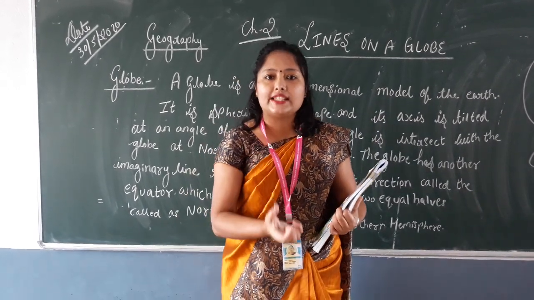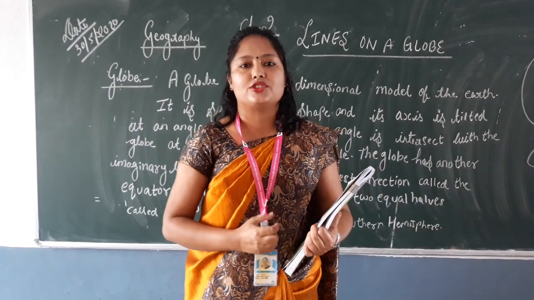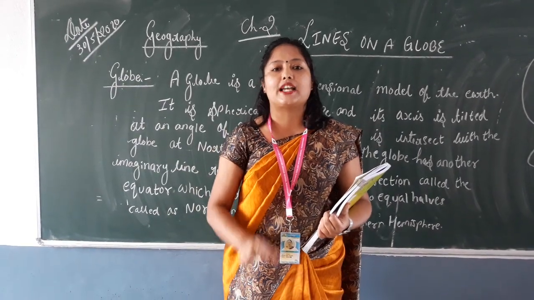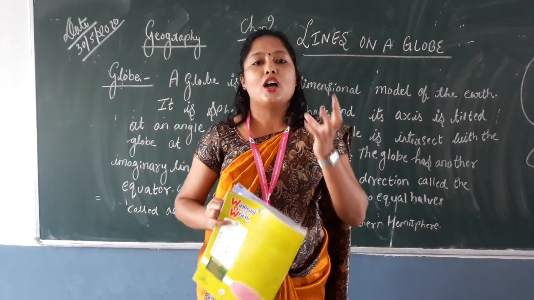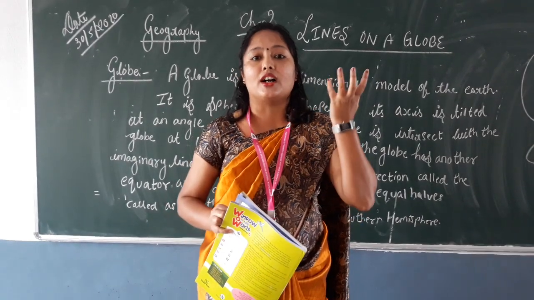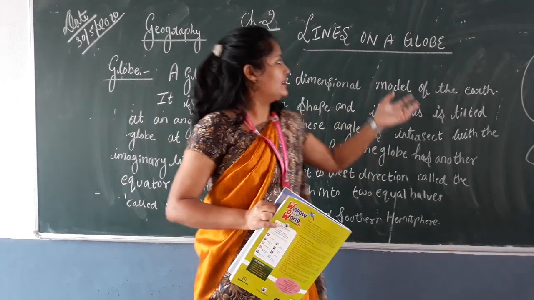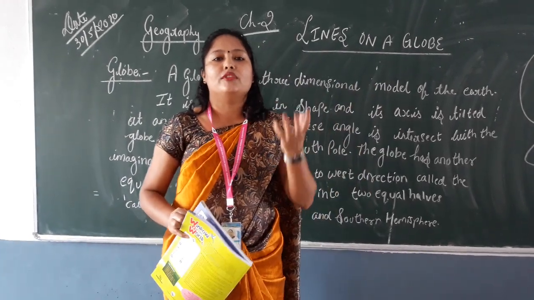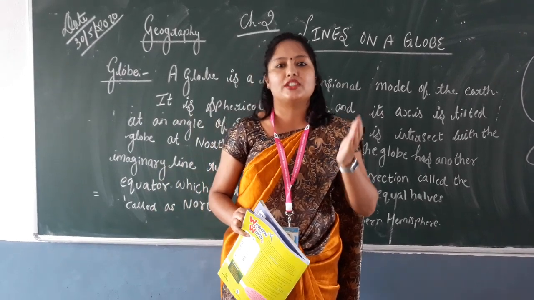So, to make it easier to understand the Earth's shape, a small miniature form has been created. It is a three-dimensional small representation of the Earth. What is that? That is called a globe. And in the globe, we will be learning about different imaginary lines.